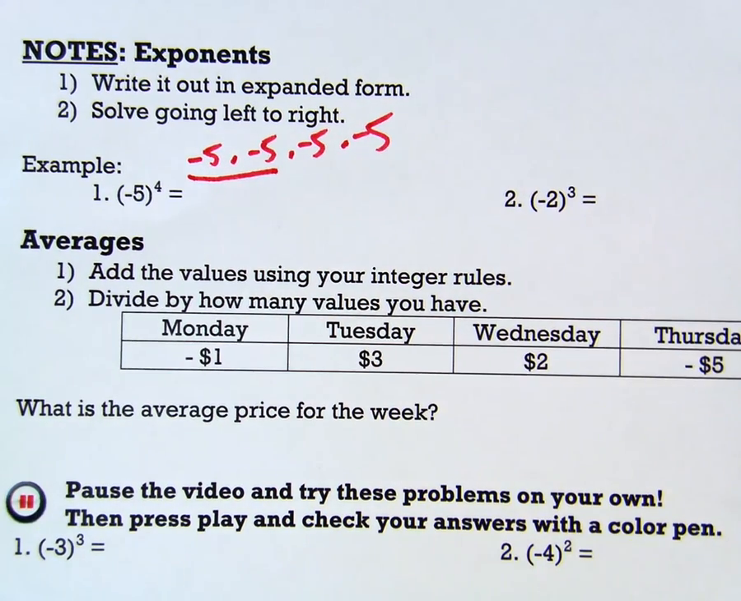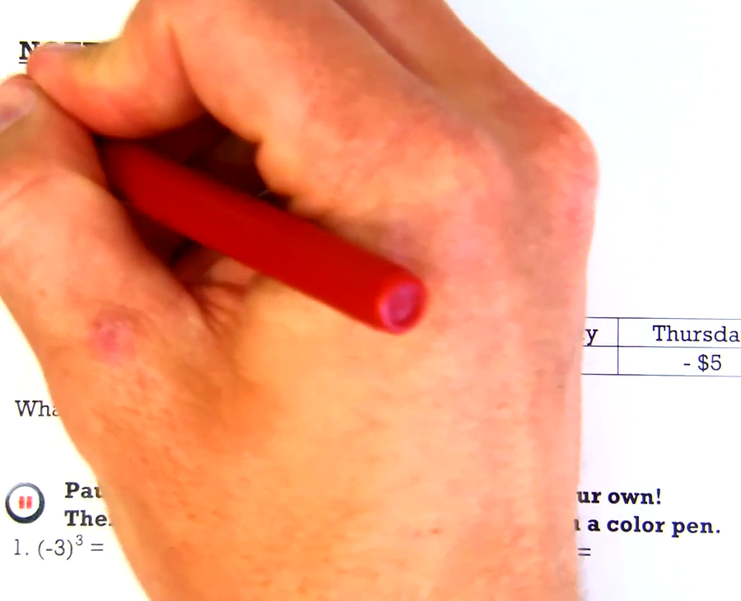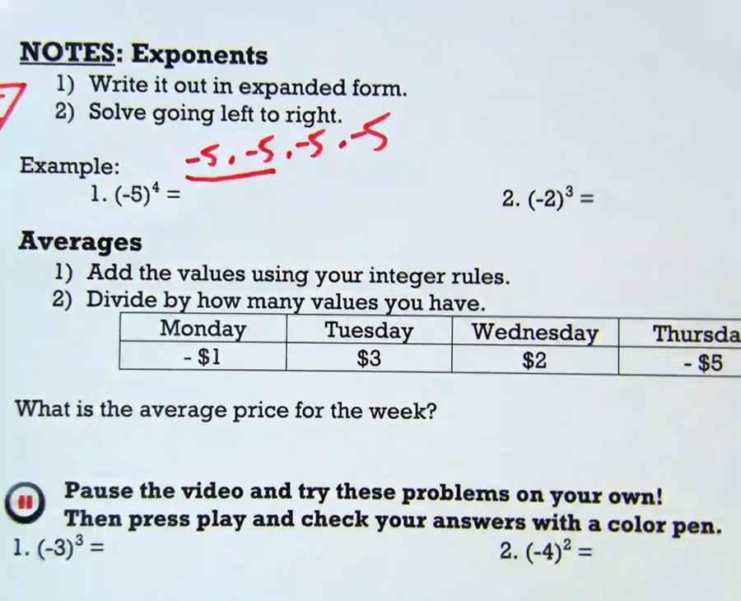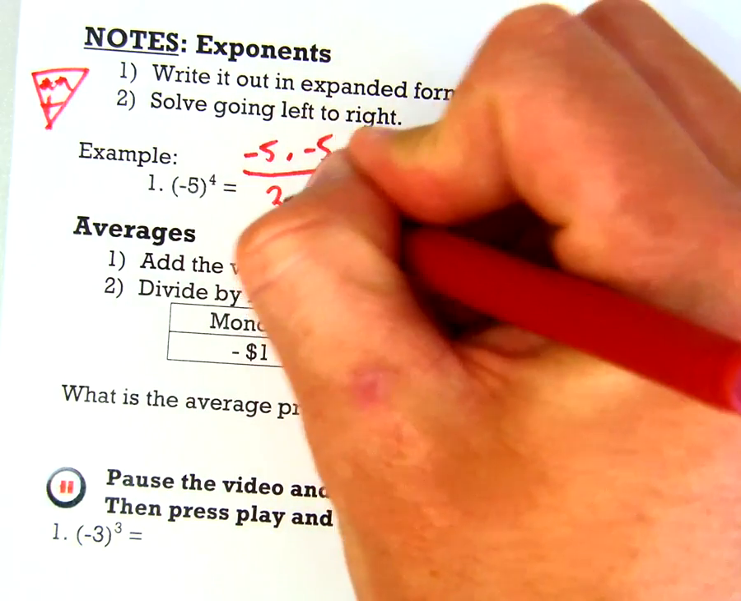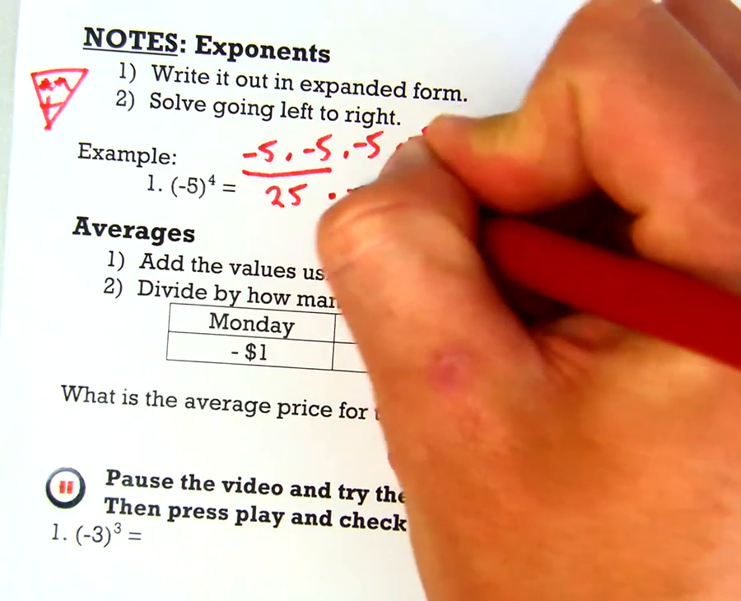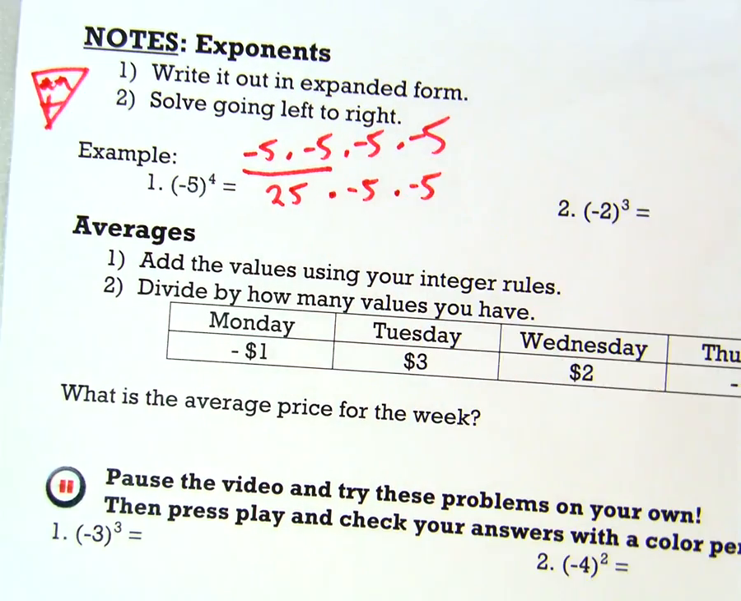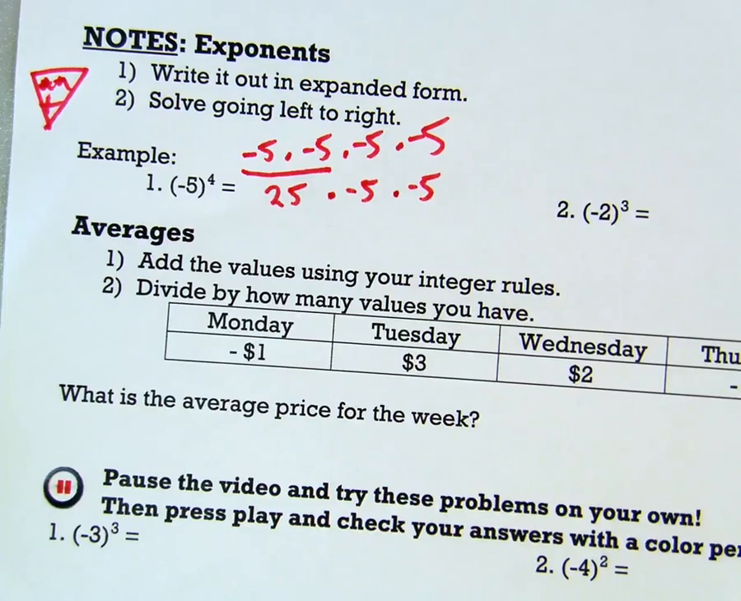So negative 5 times negative 5, I have 2 negatives, which means I know my answer is going to be positive, so positive 25. Bring down my negative 5 times negative 25. I'm sorry, times negative 5.